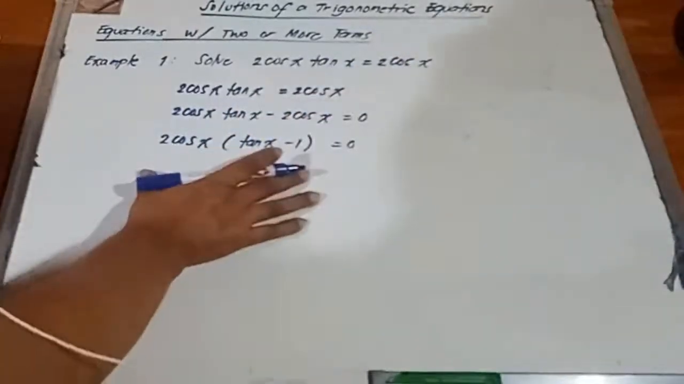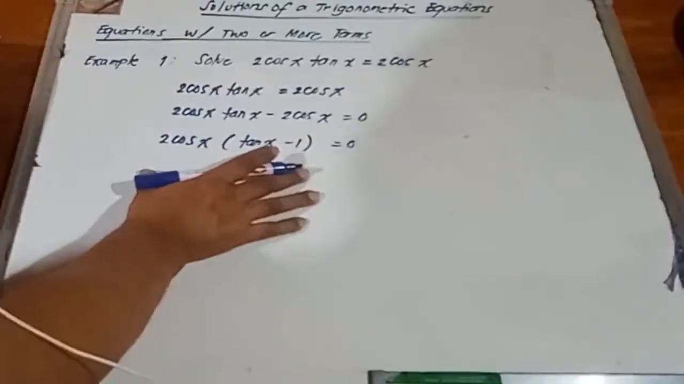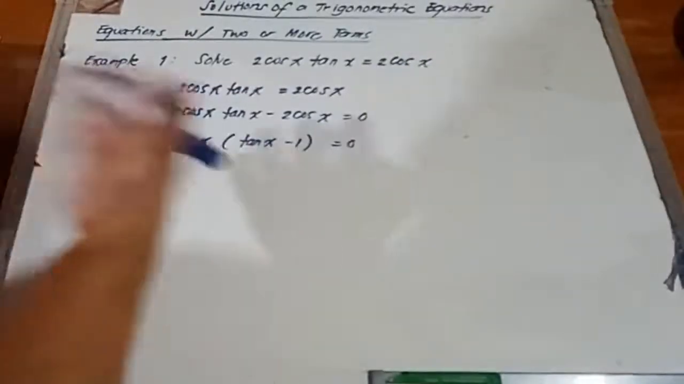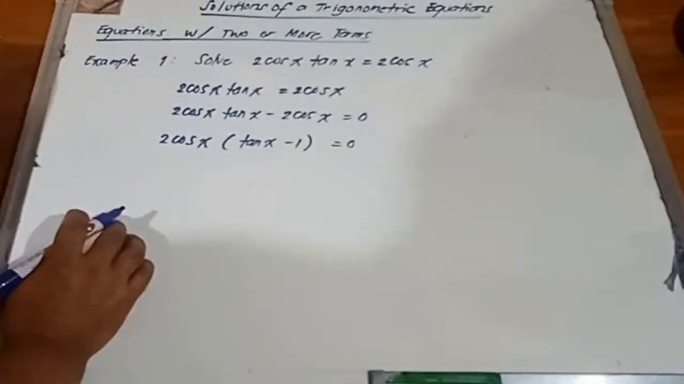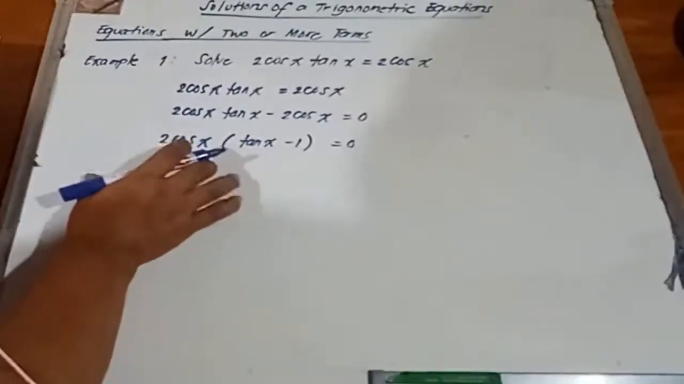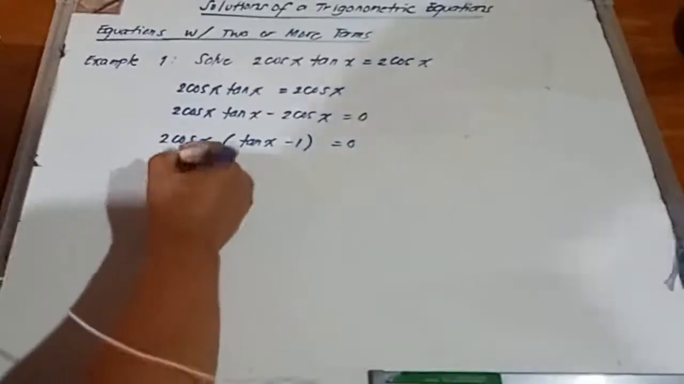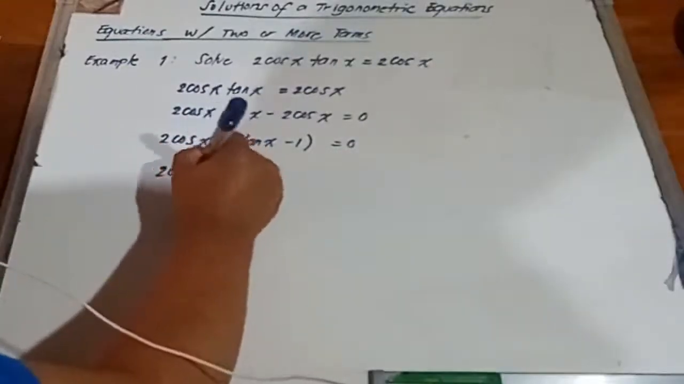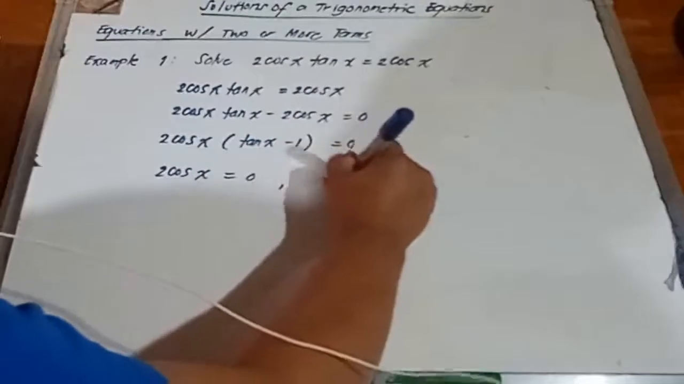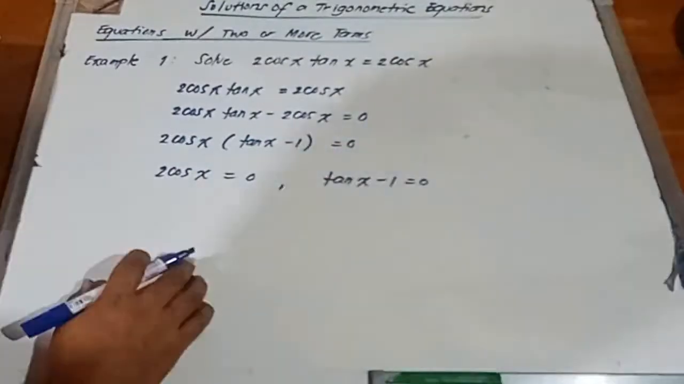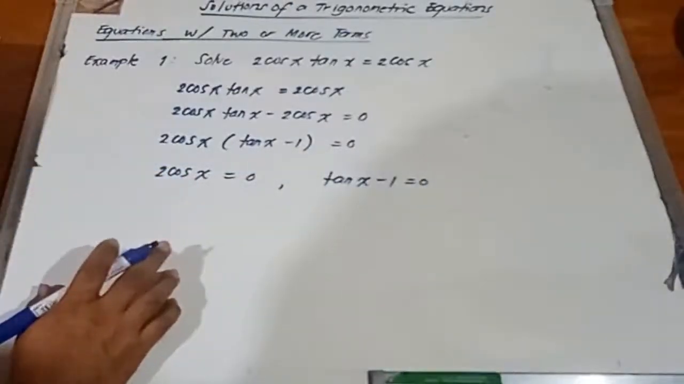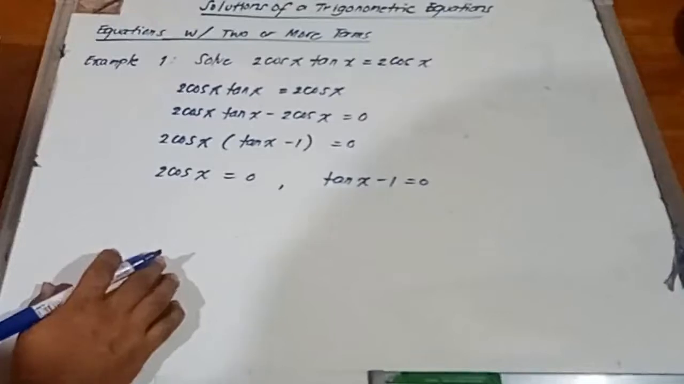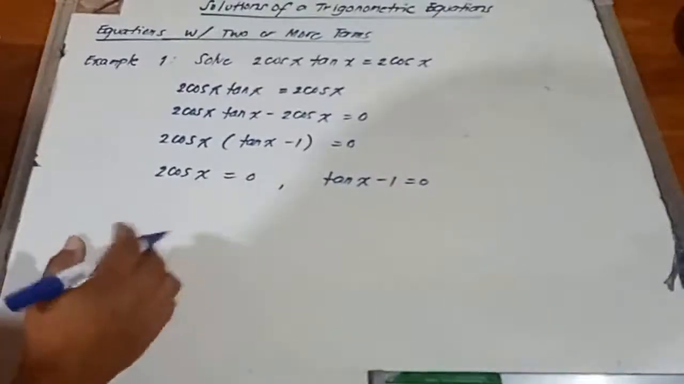So, ito one term na to. This is now an equation that involves one term only. So, pwede nating i-apply yung straightforward techniques natin na zero factor law at ganun din yung inverse trigonometric functions. Okay? So, 2 cosine x equal to 0 according to zero factor law. And the other one is the second factor, tangent x minus 1 is equal to 0. So, hindi given yung ating interval dito na kukunin. So, we have to determine the complete solution of this equation.